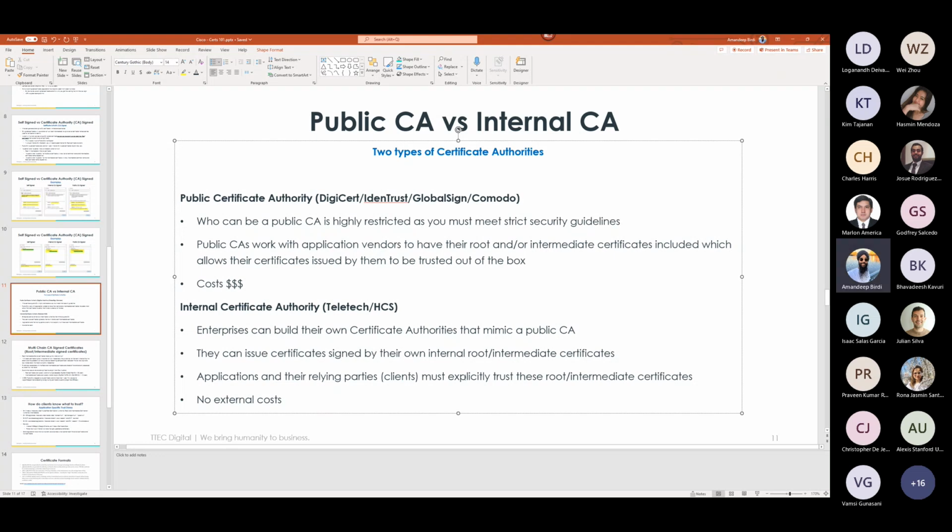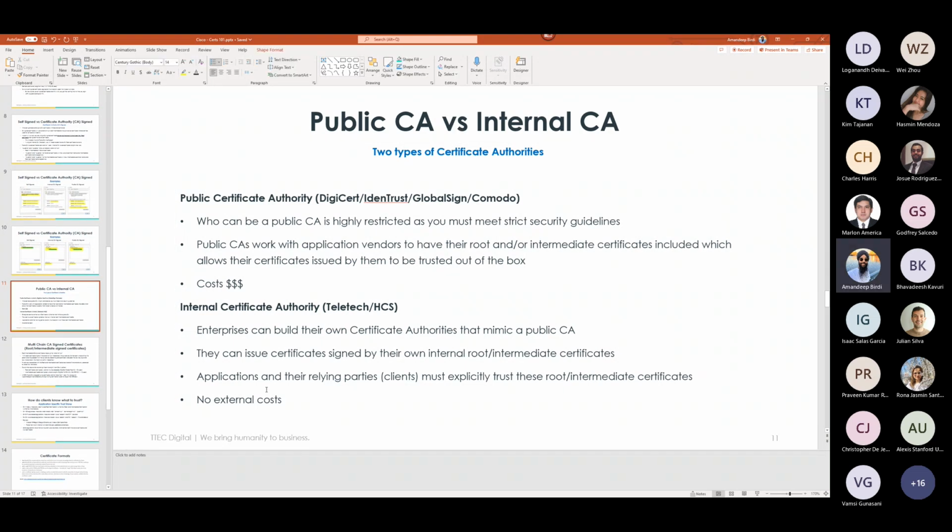But the big difference is that applications or any software that's using those certs must explicitly trust their root and intermediate certs. It's not going to just be trusted automatically. We have to explicitly build that trust. So we have to add their root and intermediate to our application's trust stores.